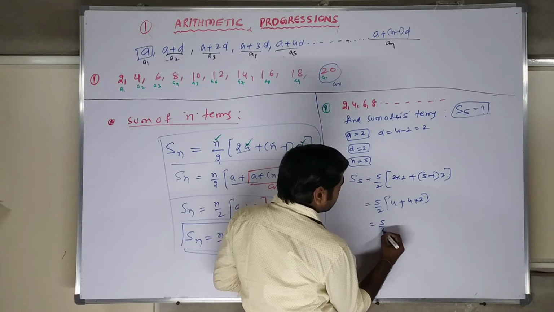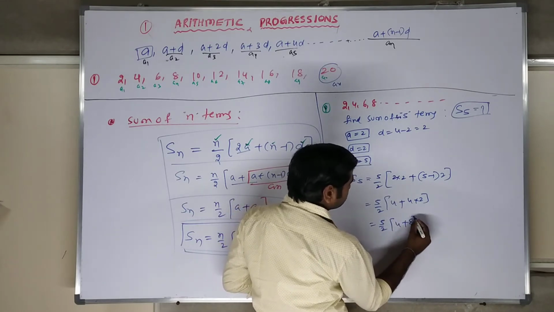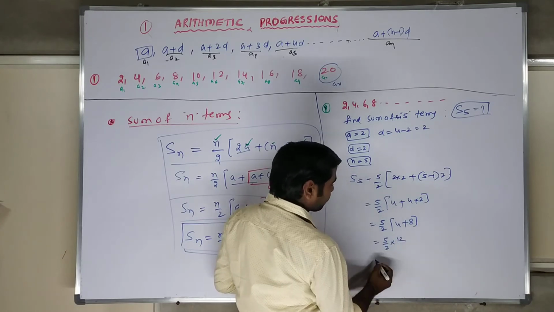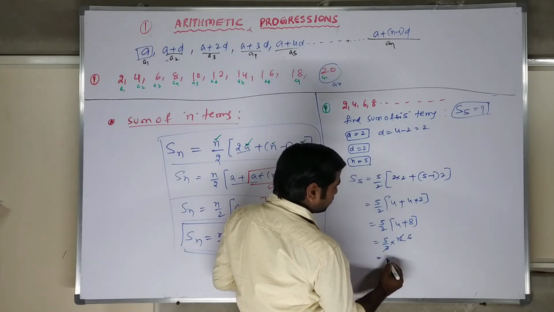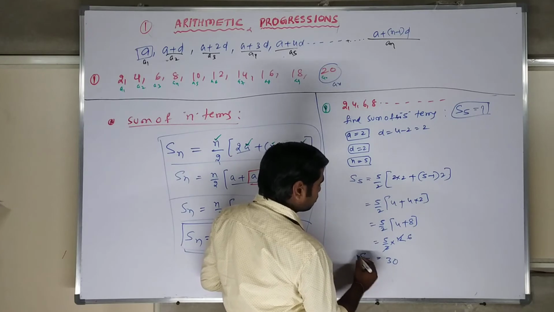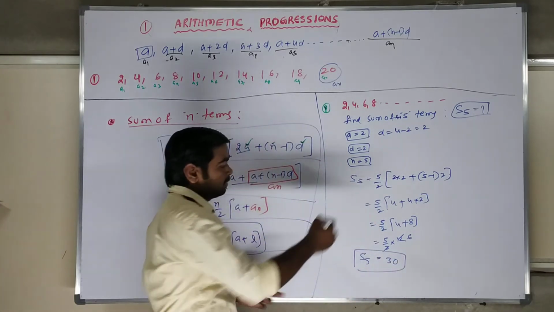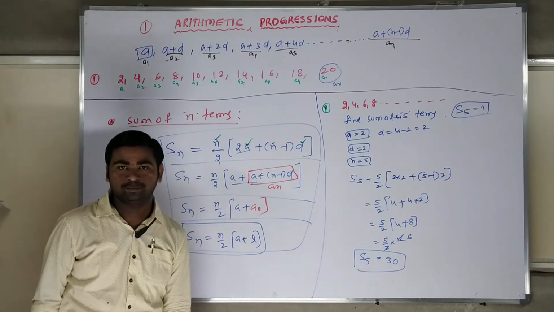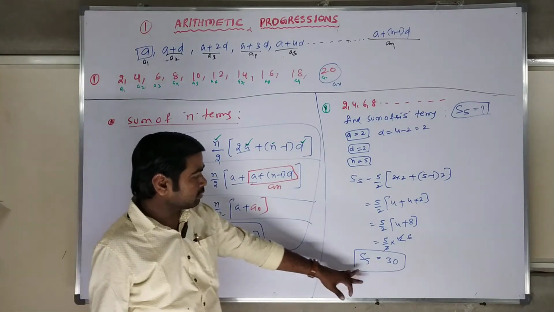So you can add 5 by 2 into 4 plus 8 plus 2, 12. So 2 1s are 2, 6 5s are 30. So the summation of the first 5 terms I got as the answer is 30 by using the direct formula. Summation of 5 terms, I got 30.